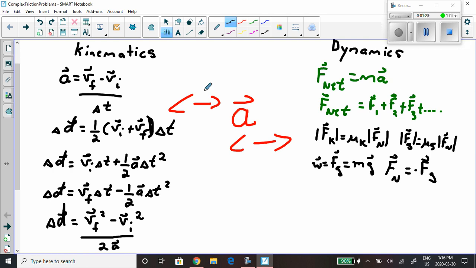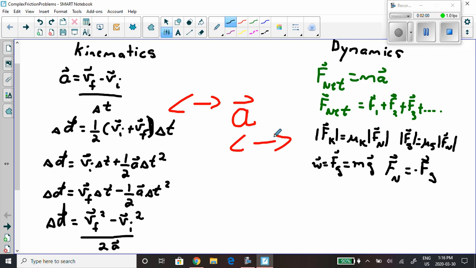So when you're solving these more complex dynamics problems, one of two things can happen. You can either be given a whole bunch of kinematics information, like final velocity or initial velocity or time or displacement, and somehow you use it to find acceleration, and then you can bring the acceleration over to here and use it to find a variety of different forces. That's one type of problem you may run into.